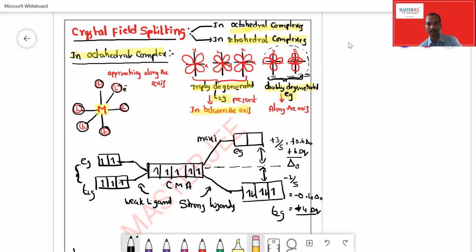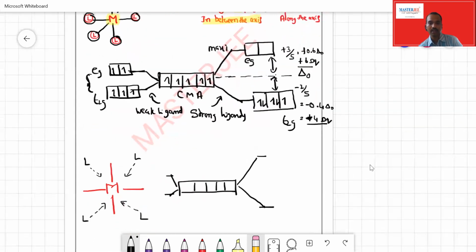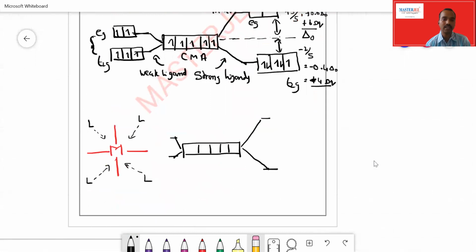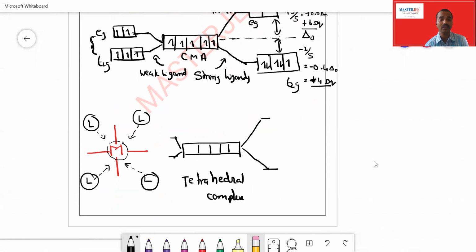Okay, next in tetrahedral complex, what happens? We'll discuss here. In tetrahedral complex, see, the central metal atom will be like this. Ligands will approach in between the axes. This is very important. In between the axes, they will approach. So in between the axes, what orbitals are we having? We are having dxy, dyz, dxz. These three orbitals are present in between the axes, so they will experience the highest repulsion forces.